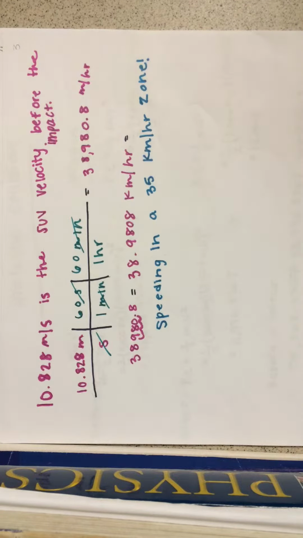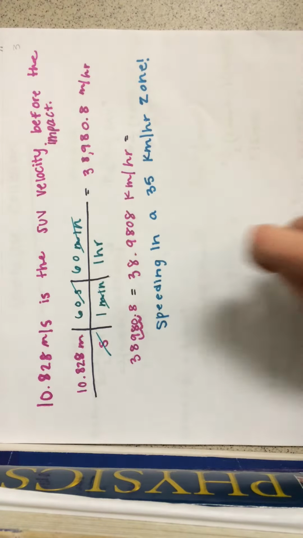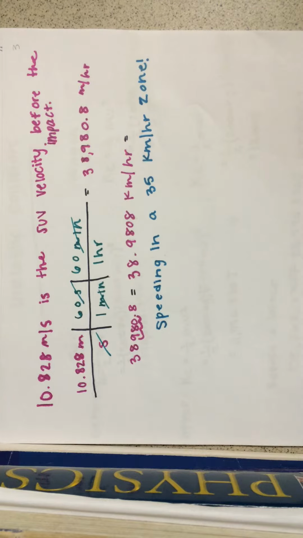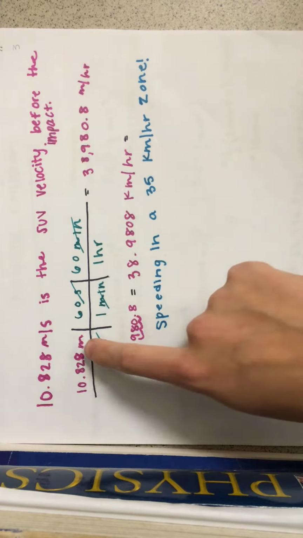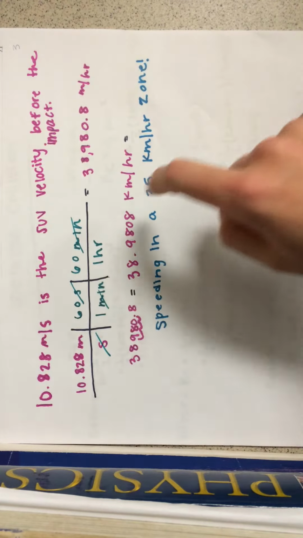To determine whether the SUV was speeding when the accident occurred, the speed of the SUV had to be converted to kilometers per hour. We had to set up a conversion chart. There are 60 seconds in a minute, 60 minutes in an hour. Multiplied 10.828 meters by 60 by 60 divided by 1 hour.